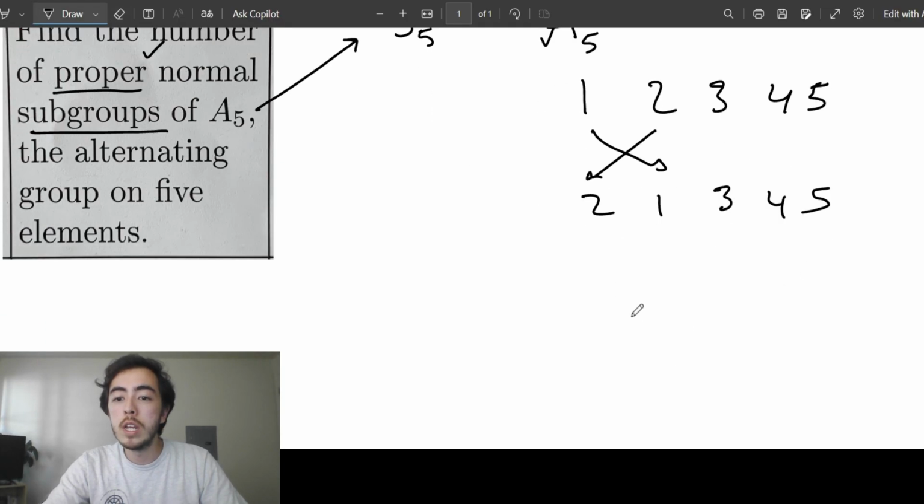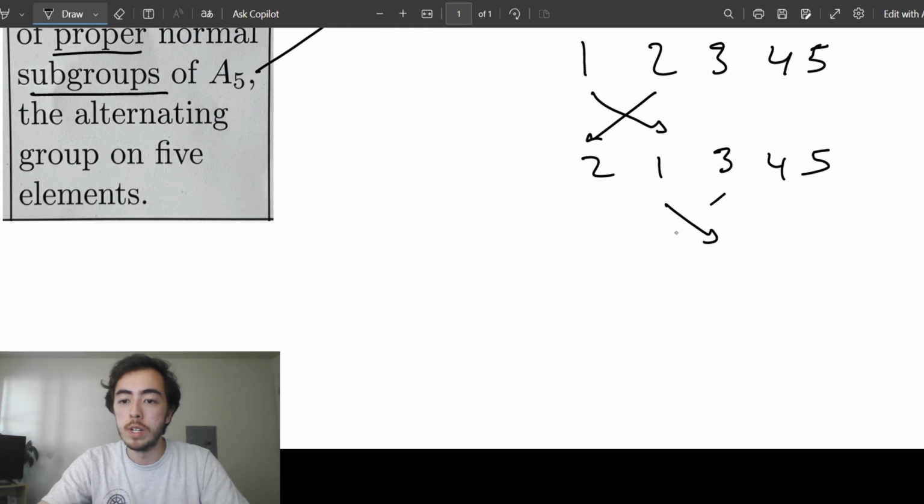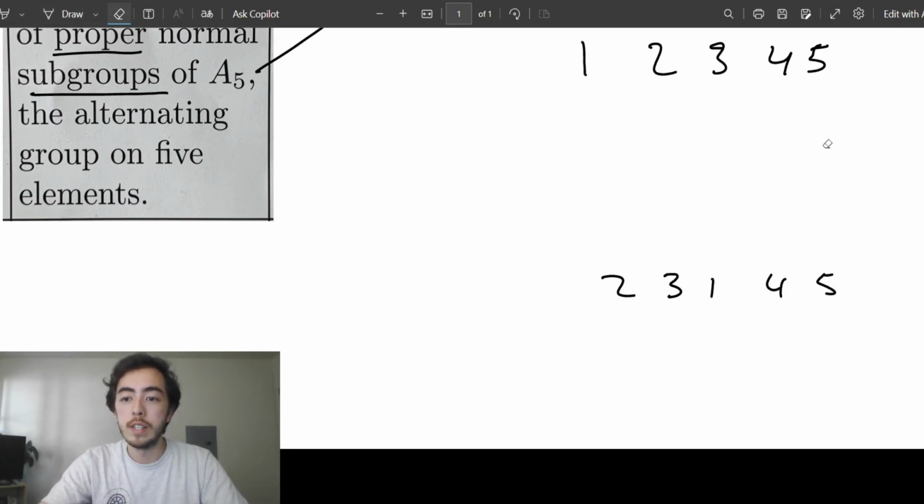But if I do another swap, like say I swap this 1 and this 3 now, so the 3 goes there, the 1 goes there, the 2 stays put, the 4 and the 5 stay put. Now this is a totally valid element in A5 because I was able to create it by composing 2 different swaps.